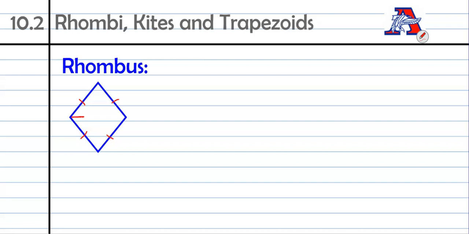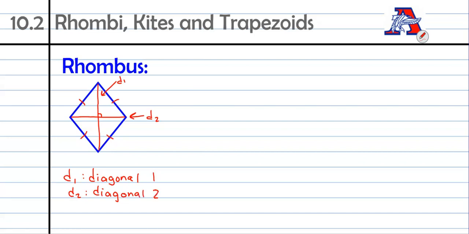But then we also have two diagonals that form a right angle. We're going to call this one diagonal 1 and this one diagonal 2. So those are just little subscripts, D1 and D2. D stands for diagonal, and the 1 and 2 just show us which one we're talking about. So I'm just going to write that D1 refers to diagonal 1. And it doesn't matter which way you label them. We could have had one going vertically or one going horizontally and two going vertically.